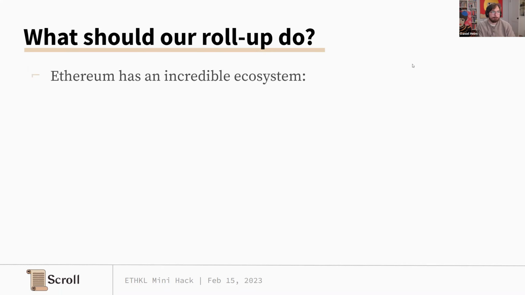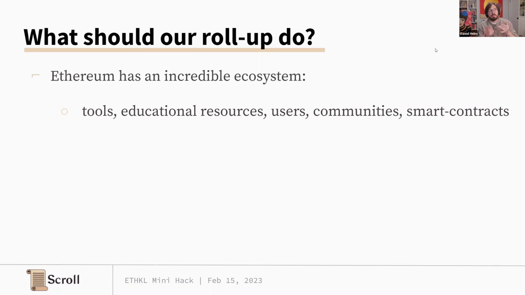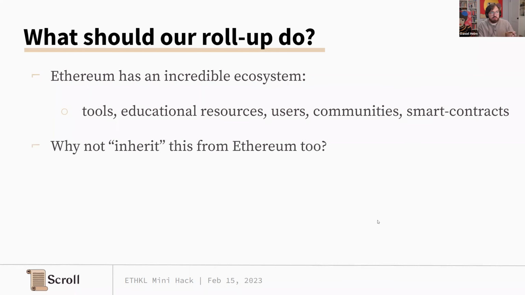Well, we can look at Ethereum and say, what makes it so great, right? Well, it's great because it has this incredible ecosystem. We've got amazing tooling, educational resources, user communities, smart contracts, pre-existing projects. Ethereum's a special place, and we love Ethereum. That's why we're building on Ethereum in the first place. And so for our rollup, why would we stop at just inheriting security? Why wouldn't we also want to inherit the tooling, the educational resources, the users, the communities, the smart contract code?